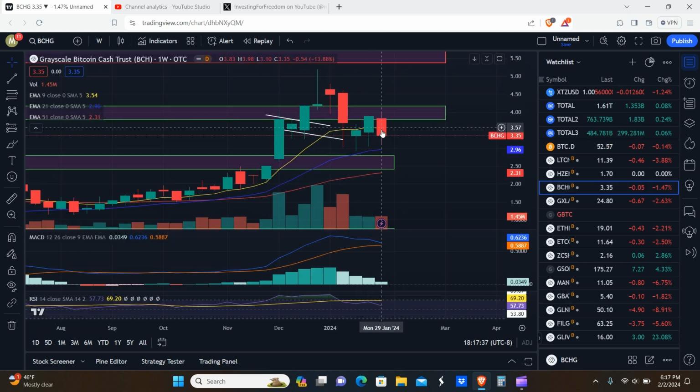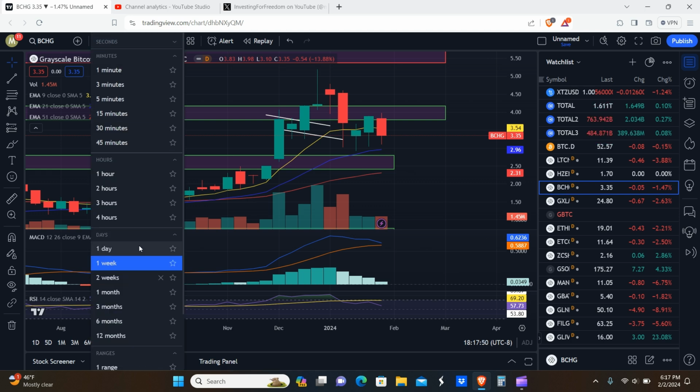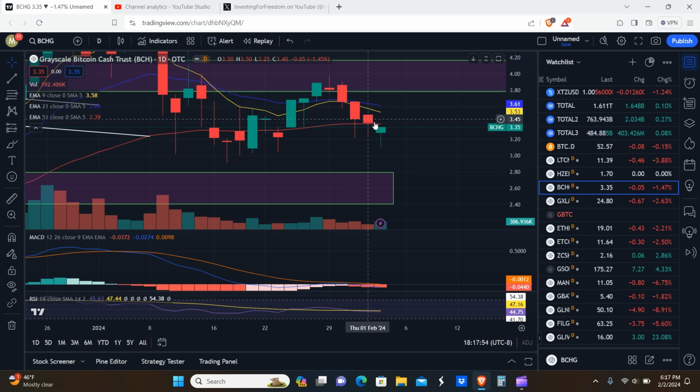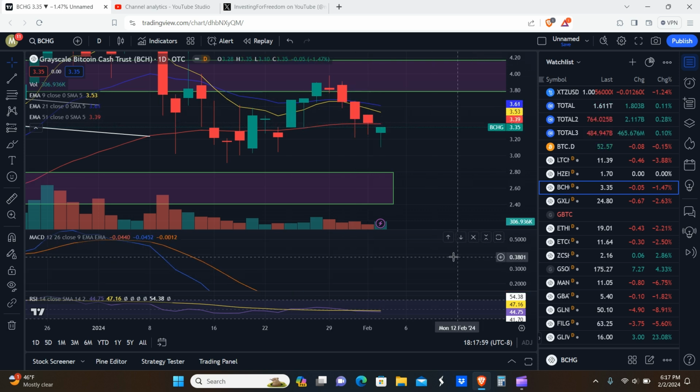BCHG, we had a red engulfing candle here. That's obviously not good on the weekly. Again, very similar story to LTCN. Histogram is moving down in momentum. We are still above the EMAs though, so that's good. At least for now anyways, but as you guys can see, we had a candle close below the EMAs on the daily. Obviously, that's not good.